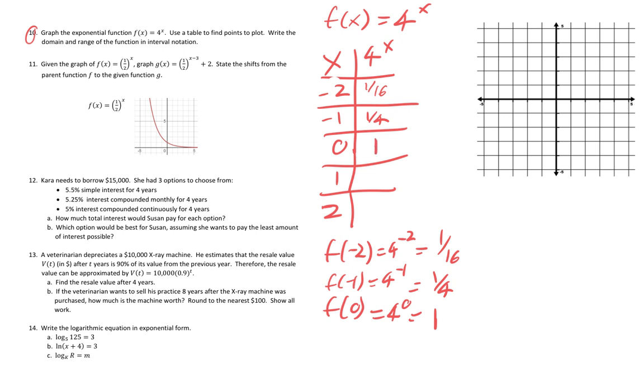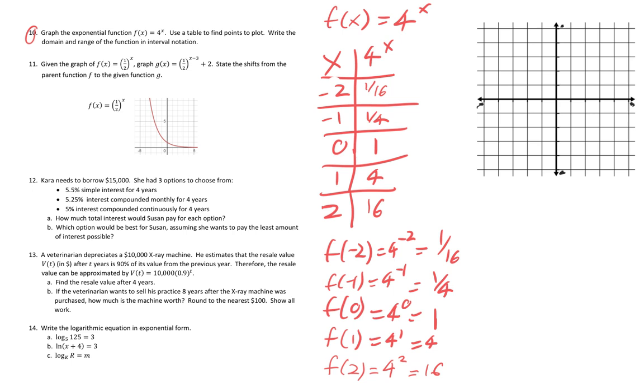Plug that in here. Now we want to do f of 1. 4 to the power of 1 is going to be 4. And then f of 2, 4 to the power of 2, is going to be 16. So we have 4 here, and then 16 here. Right, so we're going to ignore on this graph that we have these bounds. I'm just going to cross them out. And we're going to create our own domain and range here, or our own x and y values.